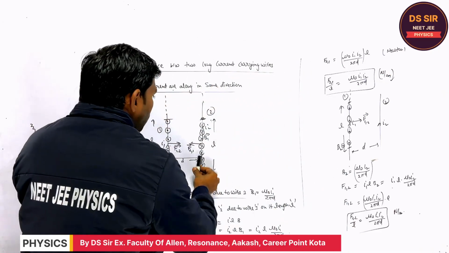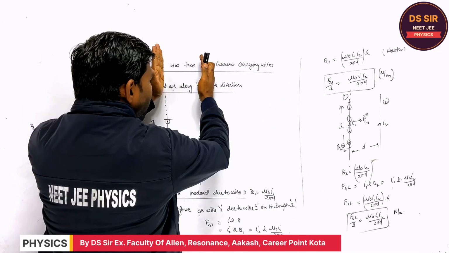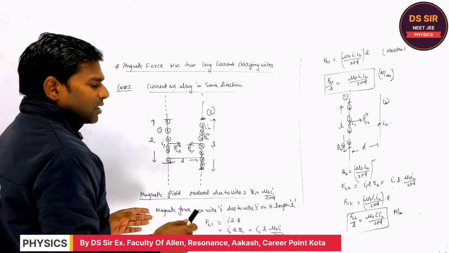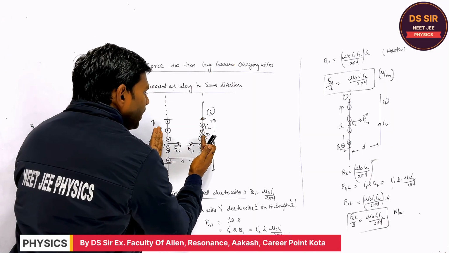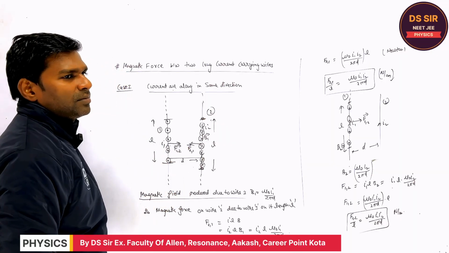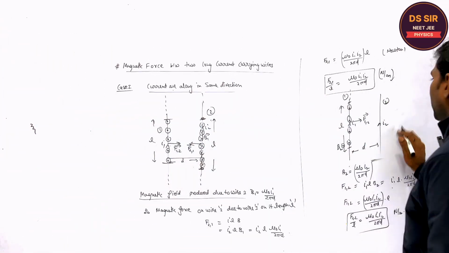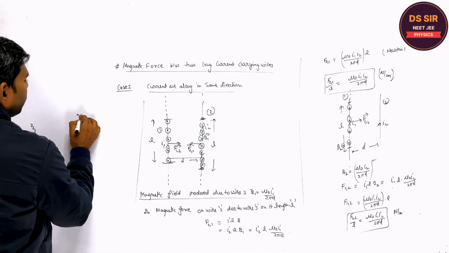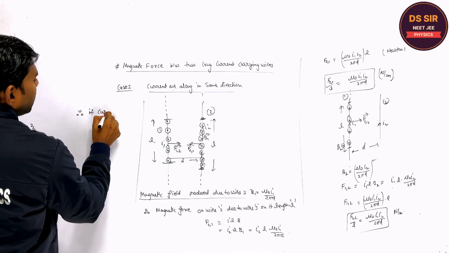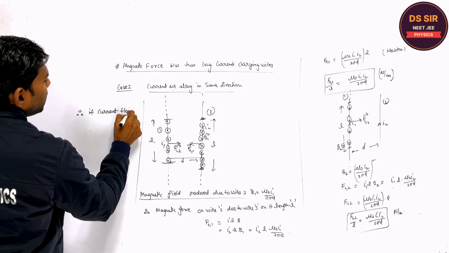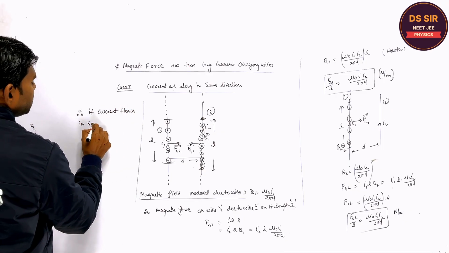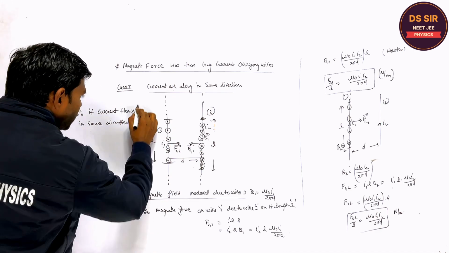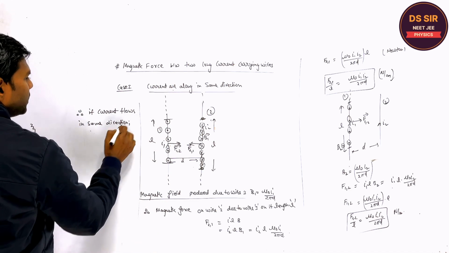If there are two long parallel wires like this and the current flows in the same direction, they will attract each other. Therefore I'm writing this here: if current flows in the same direction, the wires attract.